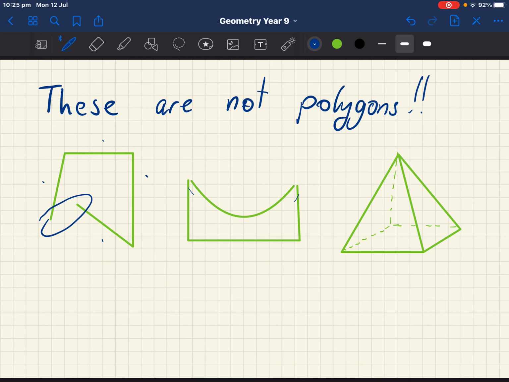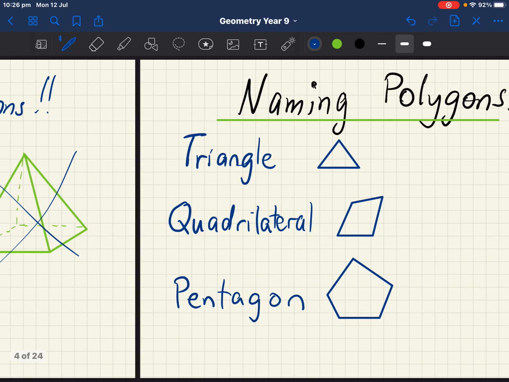The second one, well, there are no gaps, so that's good. It's two-dimensional, but as you can see, we have a curved edge, eliminating this from being a polygon. Again, we won't see any cool shapes like this in this topic. Moving on to the third one, all the edges are straight and there are no gaps in it, but it's not two-dimensional. So this, what looks like probably a square pyramid, is also not a polygon.